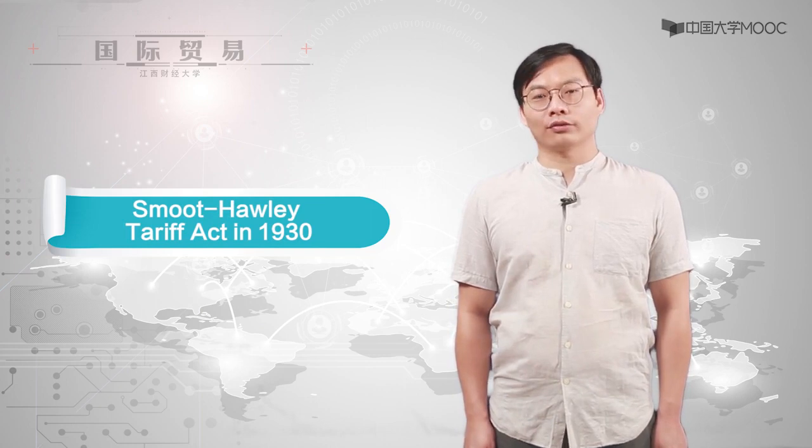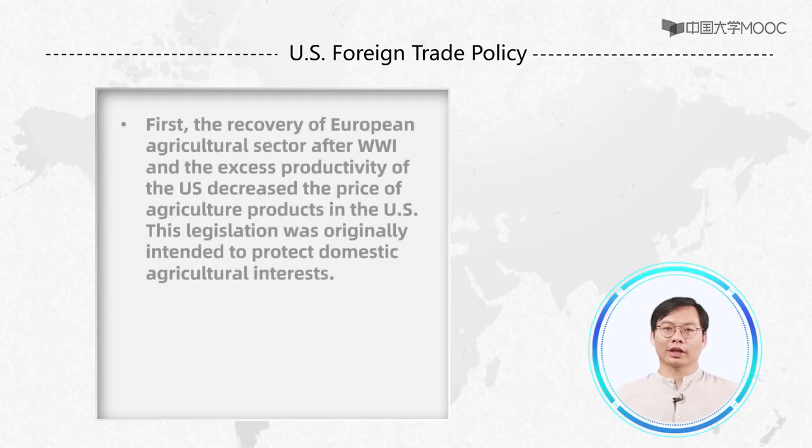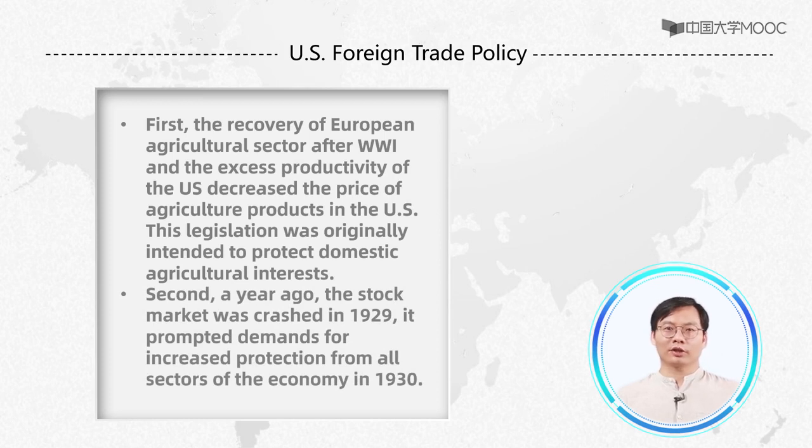To begin with, we will talk about the Smoot-Hawley Tariff Act in 1930. In order to know what the Smoot-Hawley Tariff Act is, we should recall the historical background of the act. First, the recovery of the European agriculture sector after the First World War and the excessive productivity of the U.S. decreased the price of agricultural products in the U.S. This legislation was originally intended to protect domestic agricultural interests. Second, in the previous year, the stock market crashed in 1929. It promoted demands for increased protection from all sectors of the economy in 1930.